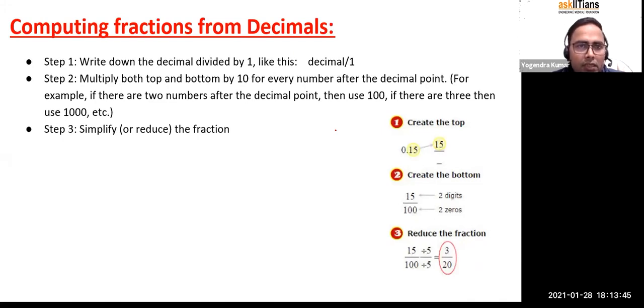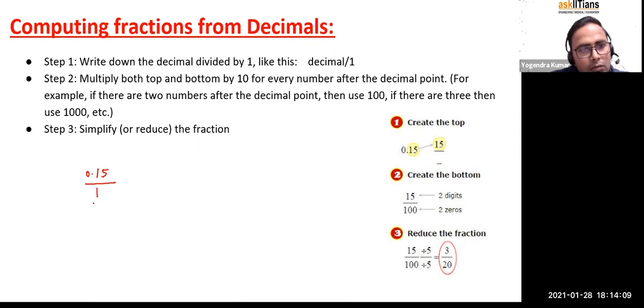Okay, computing fractions from decimal form. Write down the decimal divided by 1. Multiply both top and bottom by 10 for every number after the decimal. Okay, like this. I believe you're understanding. Suppose we need to obtain a fraction from the decimal form, like 0.15, this example is there.